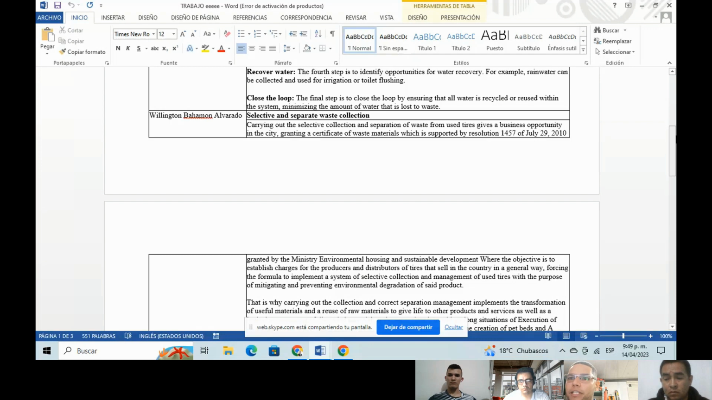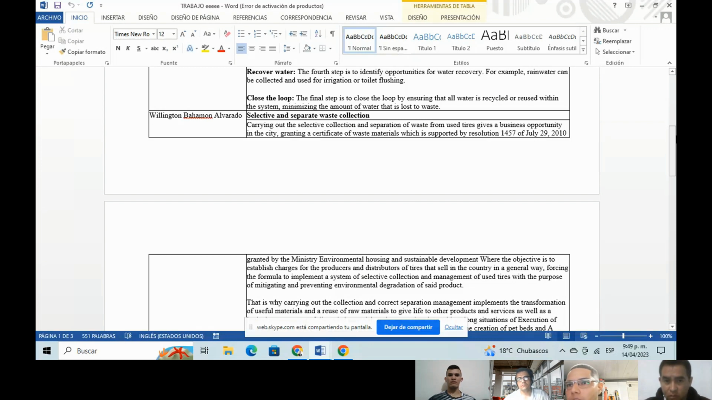heads, toilets, and faucets. Step number 2 is reuse water. We have to identify opportunities for water reuse. For example, gray water, wastewater from sinks, showers, and washing machines can be treated and reused for non-potable purposes, such as watering plants or flushing toilets, or maybe cleaning the house. Recycled water is the third step. We have to identify opportunities for water recycling. For example, wastewater can be treated and recycled for industrial processes or irrigation.